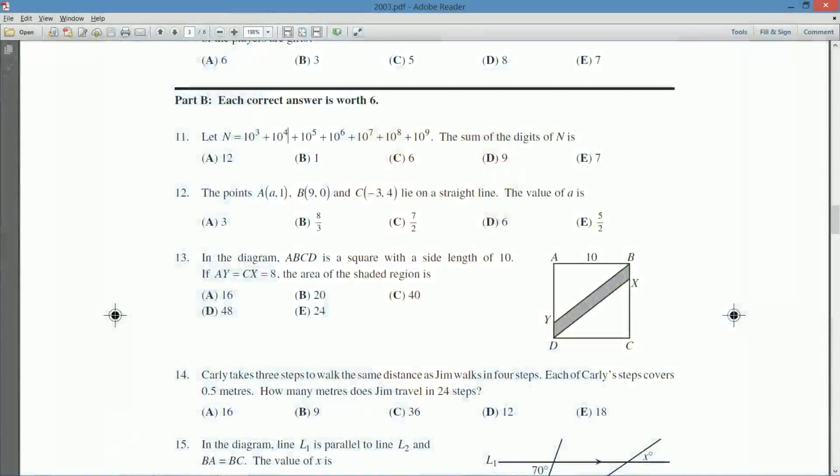And so if we just count up the powers of 10, we'll count up how many ones we have, and that's going to be the sum of the digits, because you just have ones and zeros for your digits. So I notice that I've got 1, 2, 3, 4, 5, 6, 7. I'm going to have 7 ones and 3 zeros, so my answer will be E, 7.